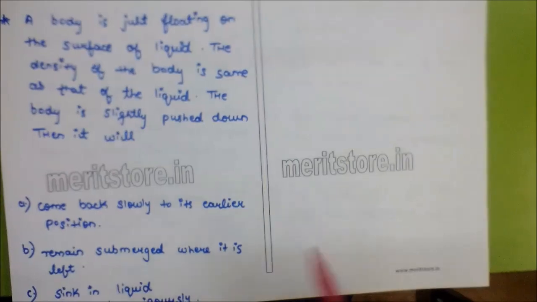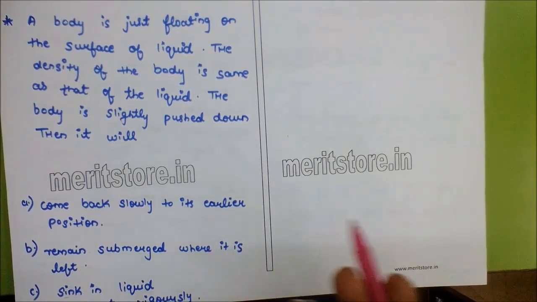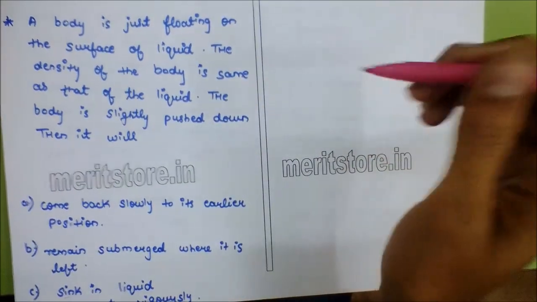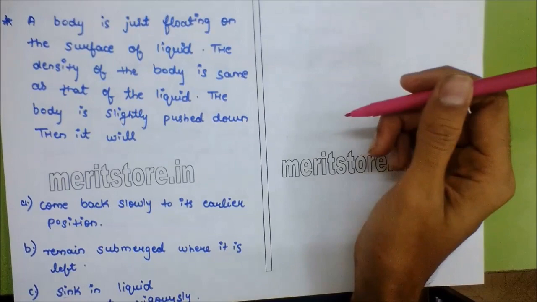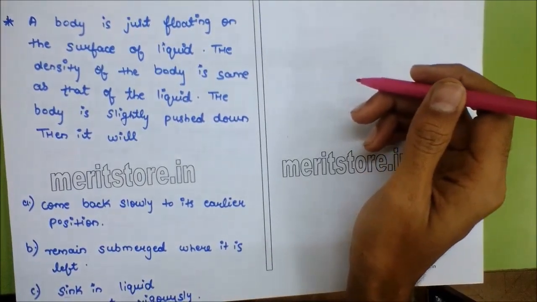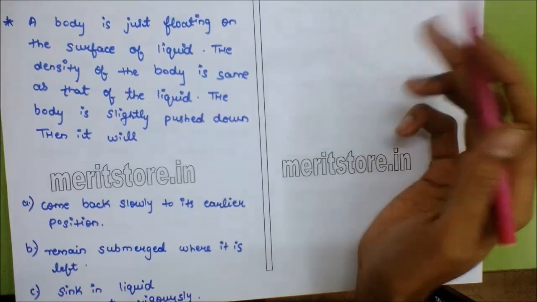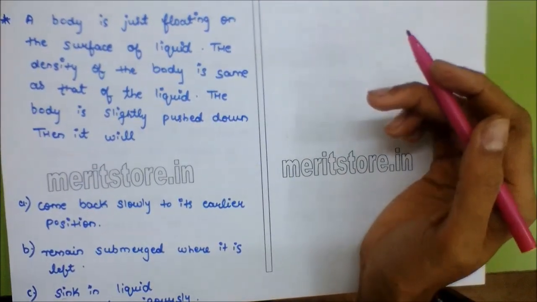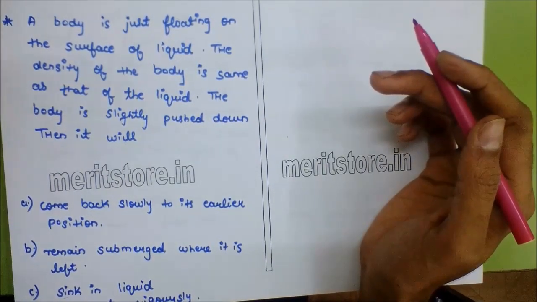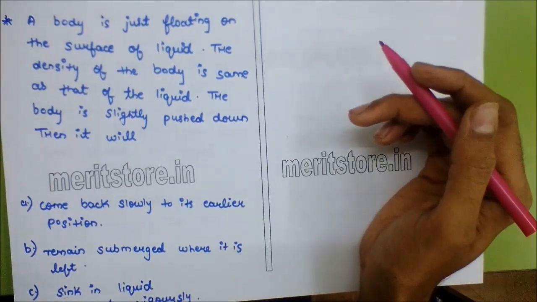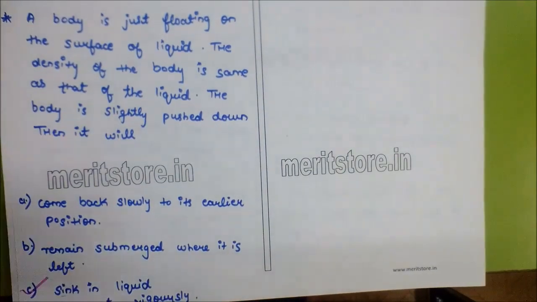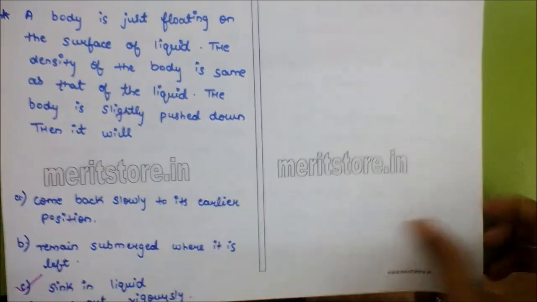So basically, when a body with the density same as that of the liquid is floating on the liquid, and when we push it down, the downward force on the body will increase. It will increase due to the atmospheric pressure, and also due to the water column above the body. So as a result the body will sink down, it will not come up. So the correct option is C, it will sink in the liquid.